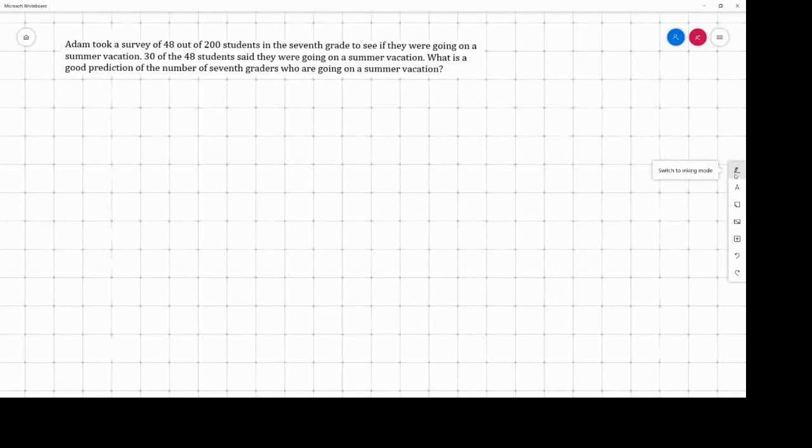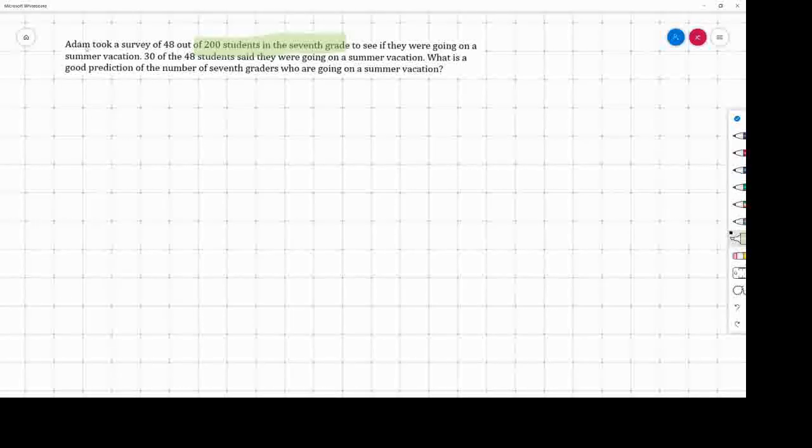If you remember how sampling and populations work, a population is basically the entire group of people that you want to survey. In this case, it's the 200 students. We're not going to actually survey all 200 students. Let's assume that's too many students for us to survey, so instead we're going to take a smaller sample. In this case, Adam took a sample of 48 students, and 30 of them said they were going on summer vacation.